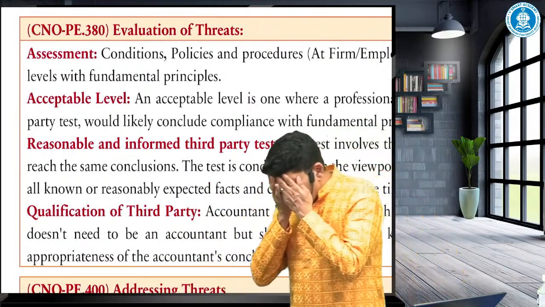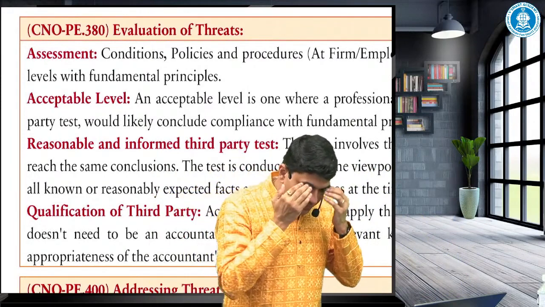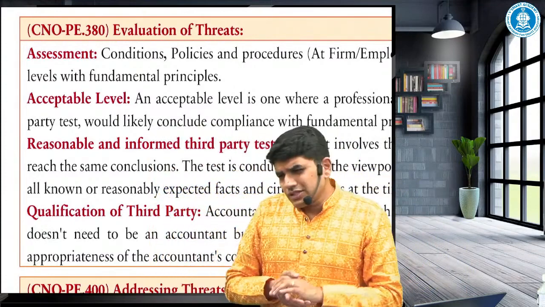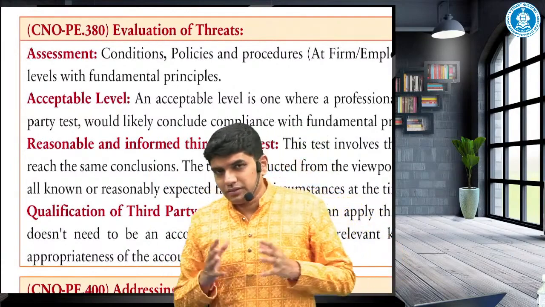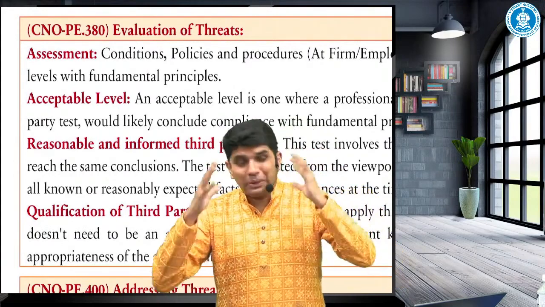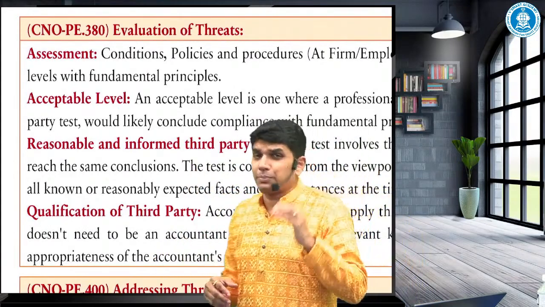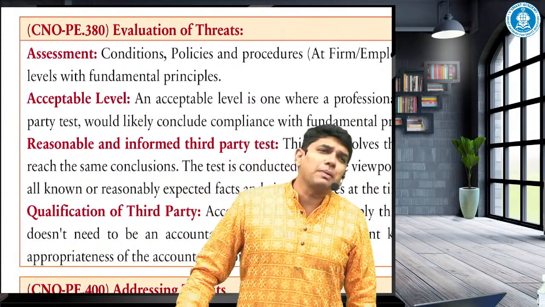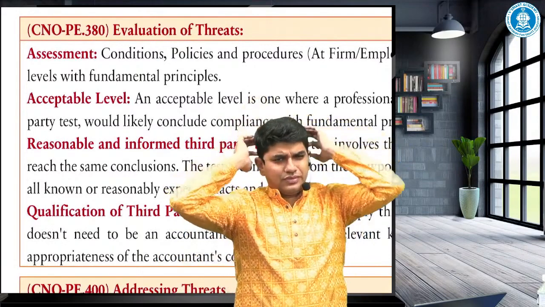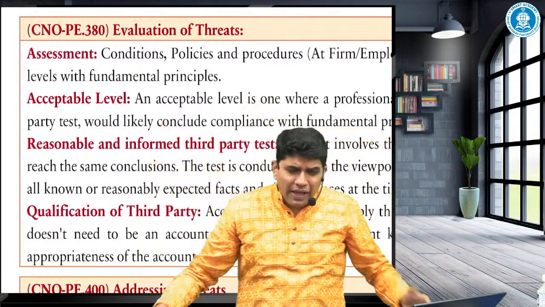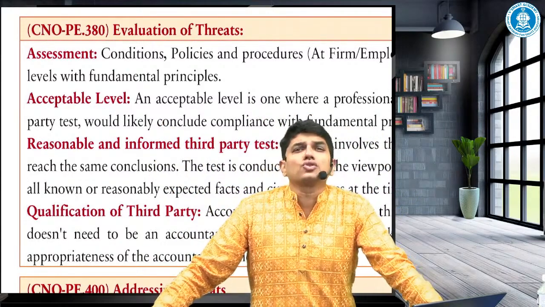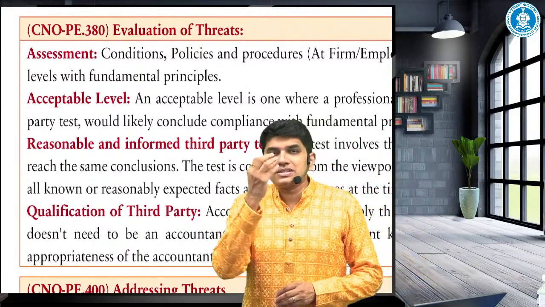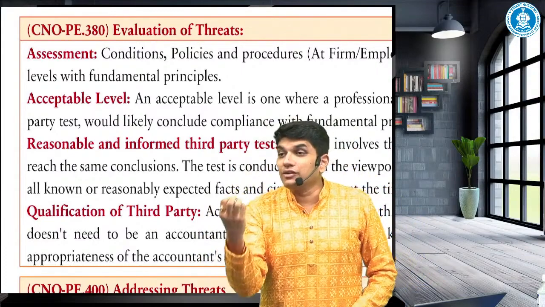Whenever a threat is identified, whether self-interest threat, self-review threat, advocacy threat, family threat or intimidation threat, an assessment needs to be done. How big is this threat? What kind of impact can this threat have on the reporting of a practicing chartered accountant? Can it really pressurize the practicing chartered accountant? What impact will it have on a chartered accountant who is doing a job? That needs to be understood and evaluated. And a very important principle is, what is the environment of the CA firm? What is the environment of the company?